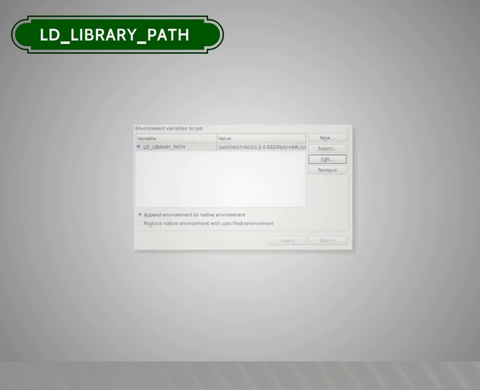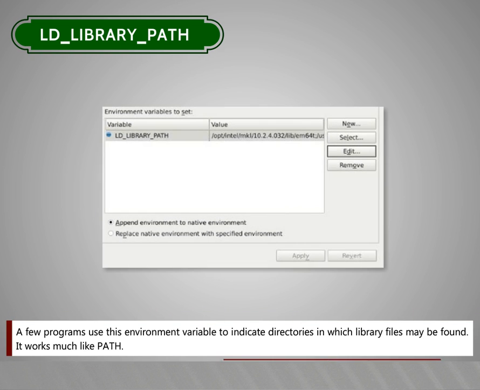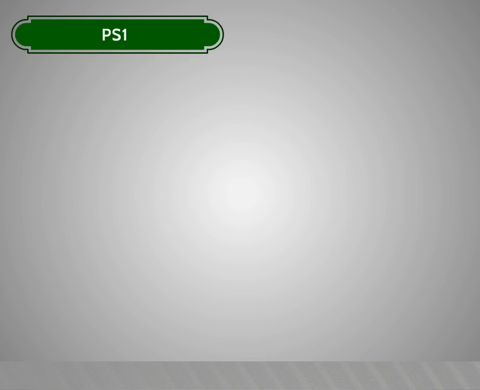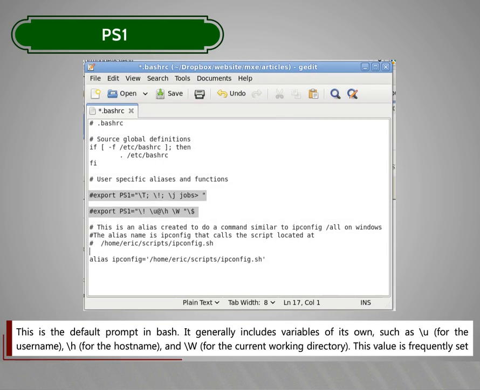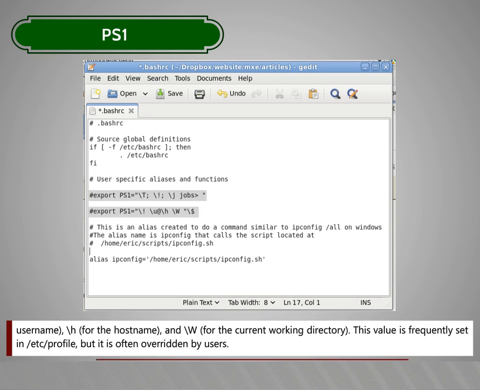LD_LIBRARY_PATH: a few programs use this environment variable to indicate directories in which library files may be found. It works much like PATH. PS1: this is the default prompt in Bash. It generally includes variables of its own, such as \u for the username, \h for the host name, and \w for the current working directory. This value is frequently set in /etc/profile, but it is often overridden by users.